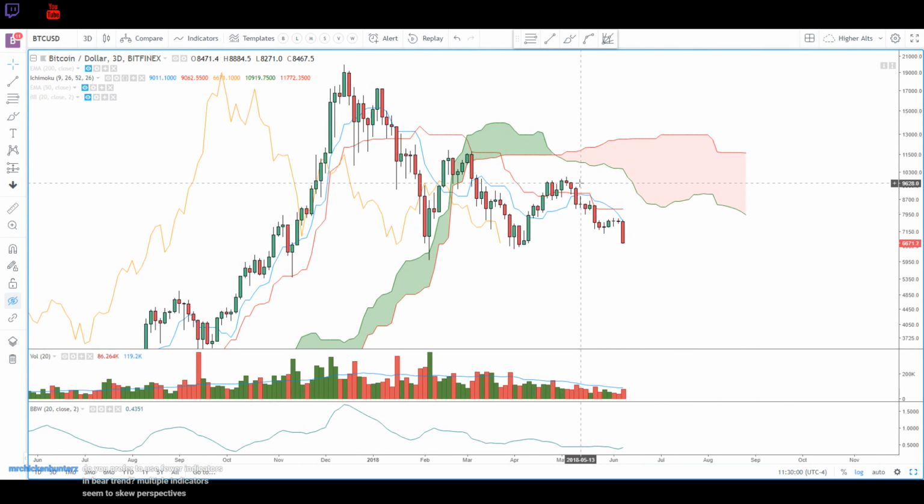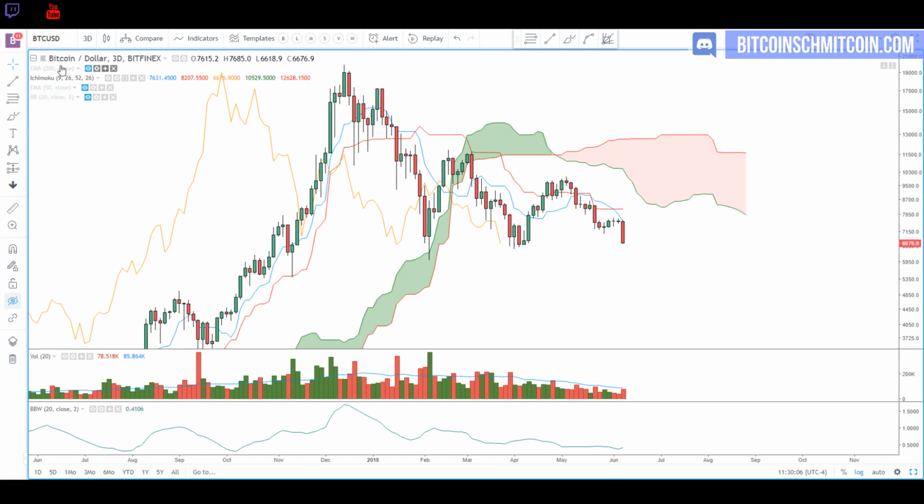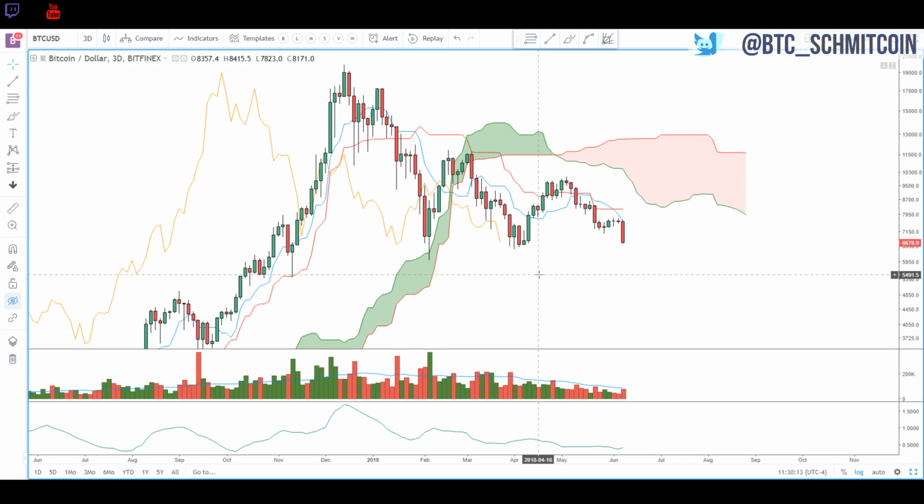You don't see a lot of the choppiness where the Kumo is flipping green, flipping red, and the price is going up and down through the cloud. This is more of what I like to use the cloud for, and this would have been a really great setup and a really great heads up as to what you could expect from the price.